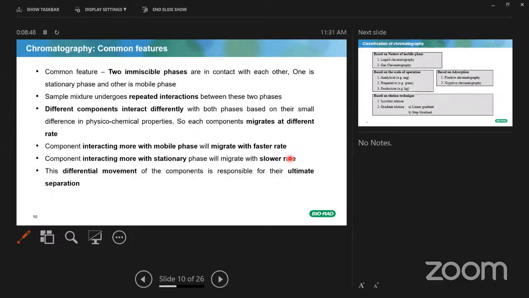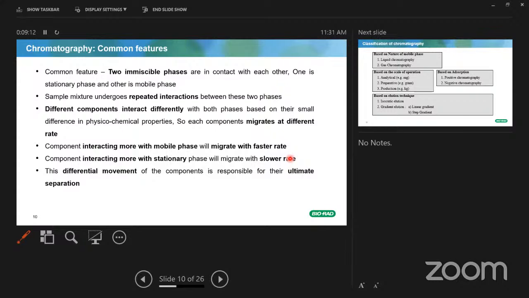Now, the common features in chromatography are, for example, there are two immiscible phases. Now, what is immiscible? That is, it does not dissolve. For example, if you take sugar and water, the sugar dissolves in water, right? But if you put a stone pebble into water, it does not. So that's the precise reason how chromatography works.